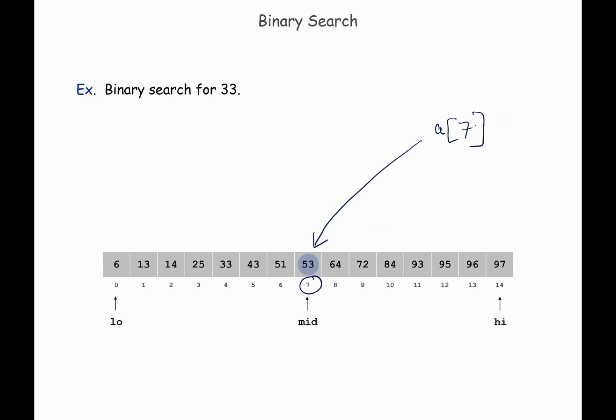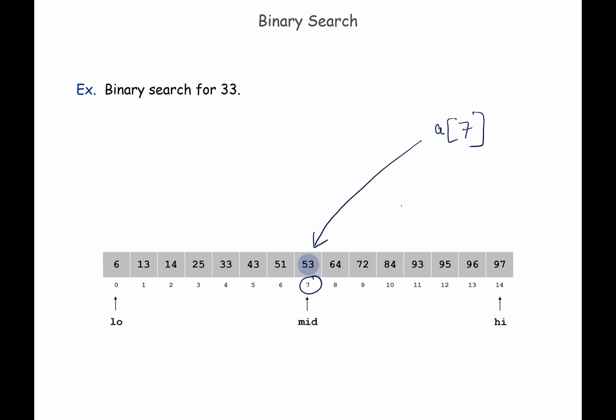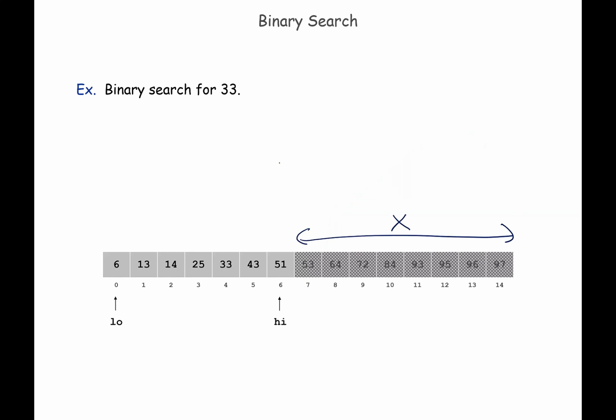53 is larger than 33. What does it mean? It means that 33 cannot be on the right side. Simply as simple as that. So can we see that initially my problem space was n, and now the problem space has reduced to n over 2? That means the only place that I have to search is this half, right?